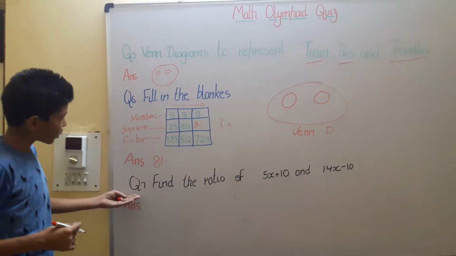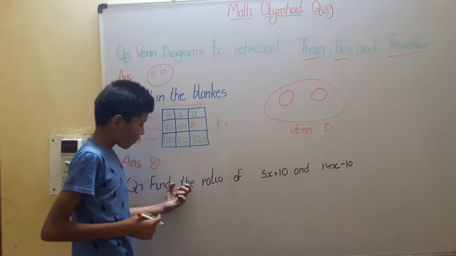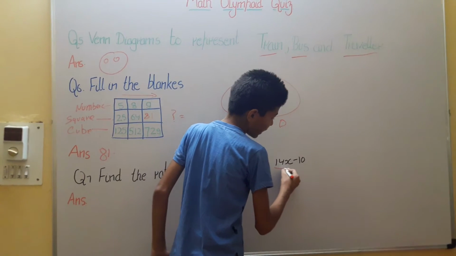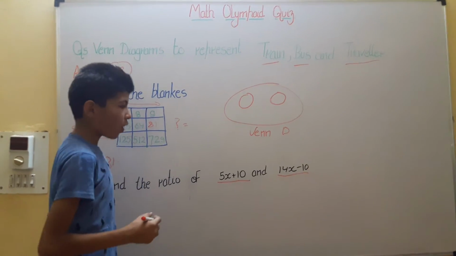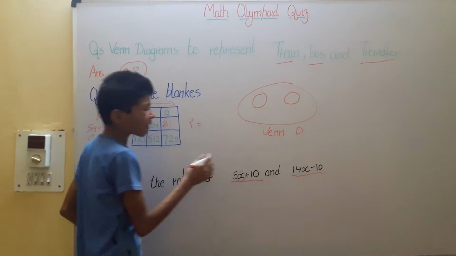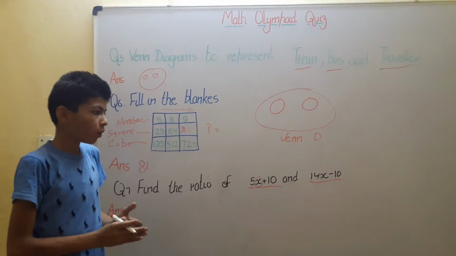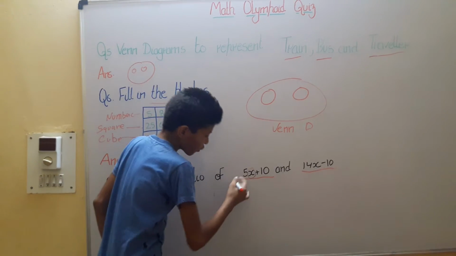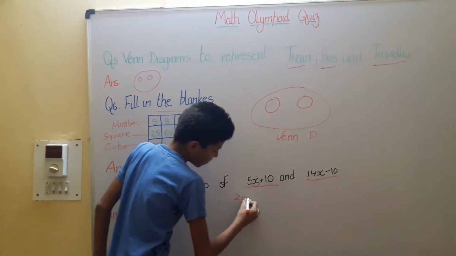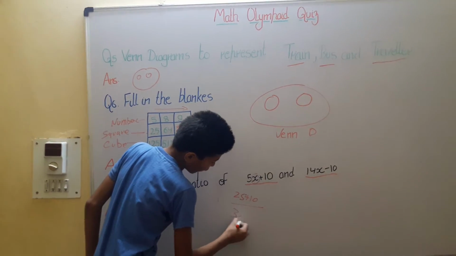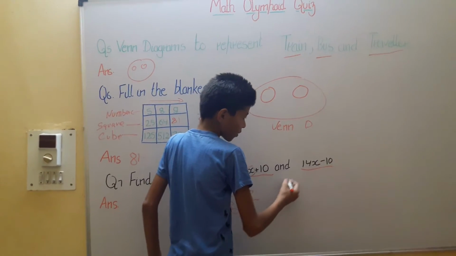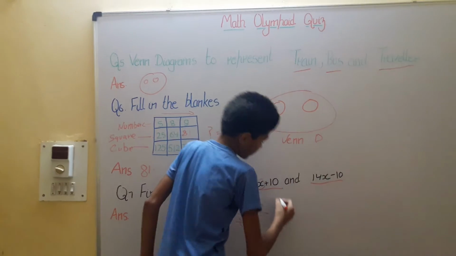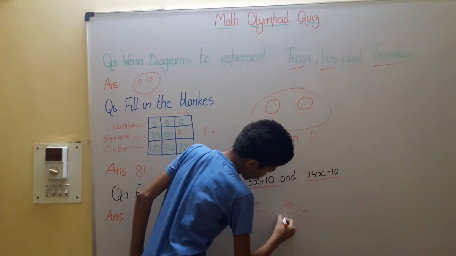In the last, 7th question, we have to find the ratio of 5x plus 10 and 14x minus 10. For the value of x, we can use any value. So let's take x as 5. 5 times 5 is 25, plus 10, we get 30. And 5 times 14 is 70, minus 10 is 60.